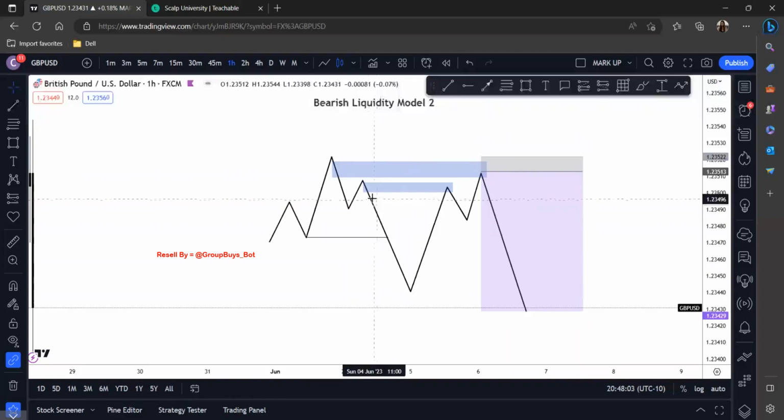So just remember that if there is no liquidity beneath a POI, it is not high probable. It is weak. It's going to take you out. Stay patient, and remember that it's feeding into something higher. So now let's move on to bearish liquidity model 3.